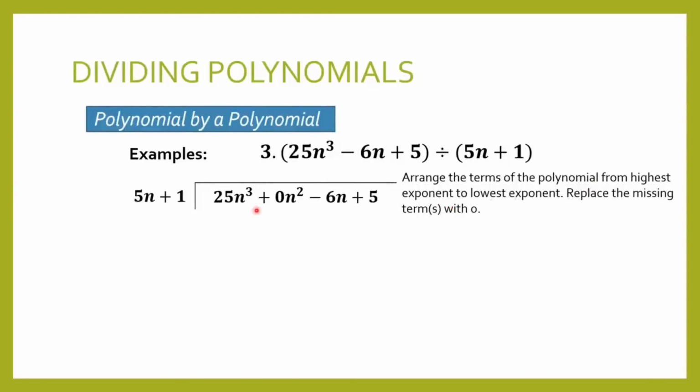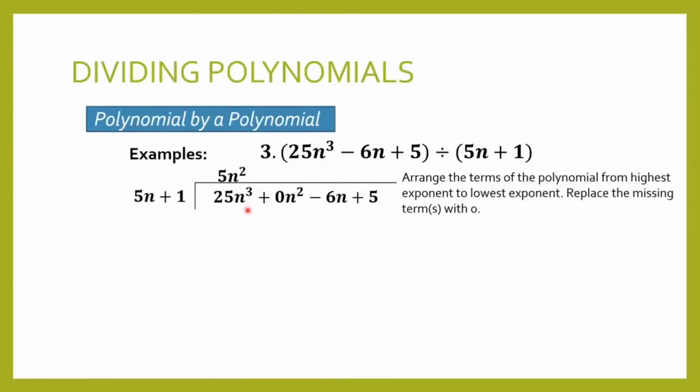However, in this example, if we arrange it, the exponent of the first term is 3, so the next term is supposed to be 6n, and its exponent is 1. That's why we've included a term with 0 as the numerical coefficient and a literal coefficient of n squared, for it to be in order from highest to lowest. And then the last term is the constant 5. If we are sure that it is arranged in order, we can now divide.